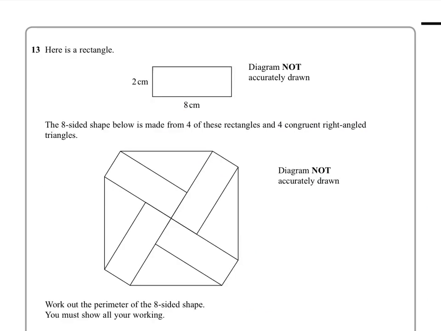I think when I looked at this question for the first time, i.e. 5 seconds ago, I looked at the shape and my eyes started to spin, so I'm just looking at it again. 8-sided shape, that's fine. 4 rectangles, 4 congruent right angle triangles. Oh, and I'm glad it gives the measurements here.